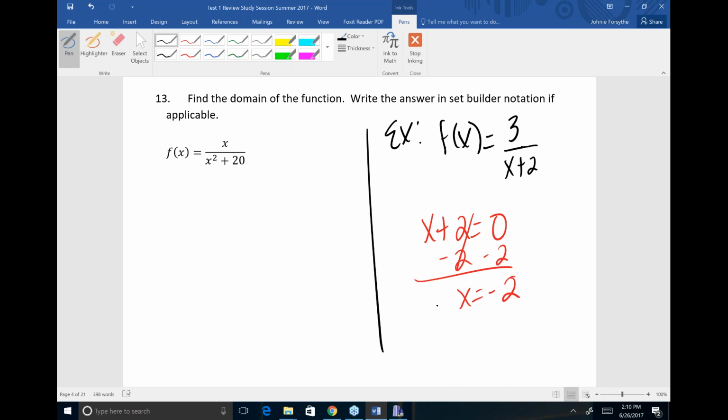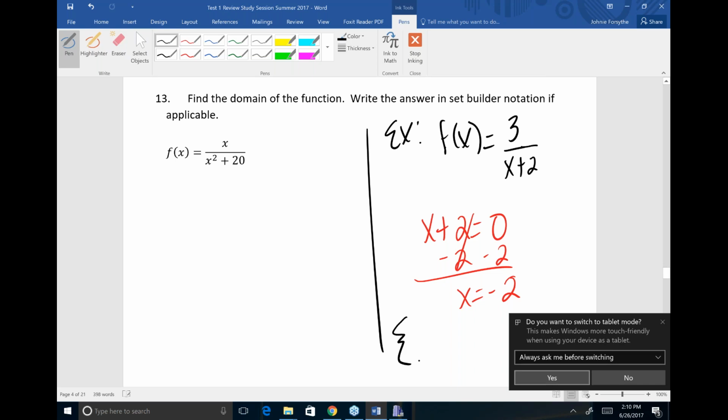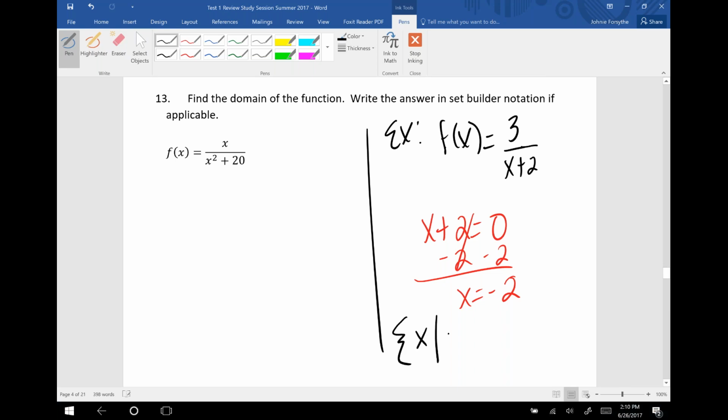Okay? So how will we write that in set builder notation? That would look like all values for x such that x is not equal to negative 2. So that's how we would write it, to say it's all of the x values in the real number system except for this. Okay? So those are those two scenarios. You don't want negative under the square root, and you don't want a 0 in the bottom.